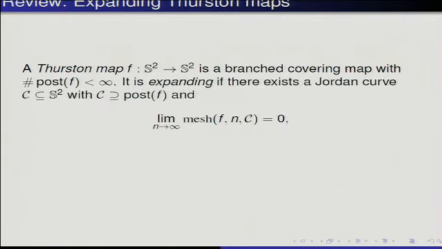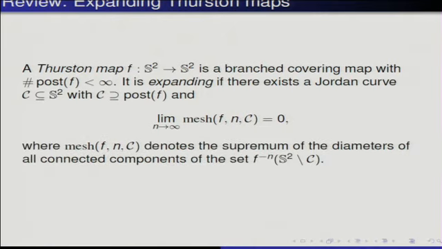It is called expanding if there exists a Jordan curve which contains the post-critical set and satisfies this mesh condition equal to 0. Think of it on your sphere: you take the Jordan curve passing through the post-critical set, and you keep on pulling it back. And if the diameter goes to 0 when n goes to infinity uniformly, then this is called expanding.